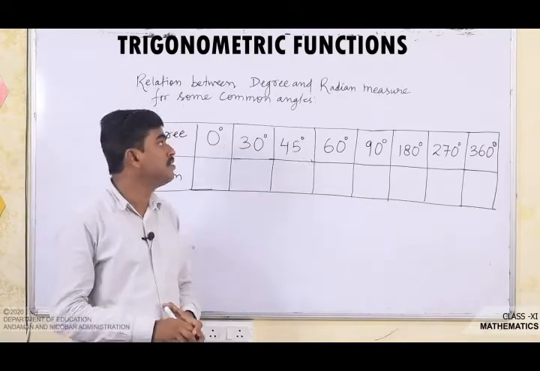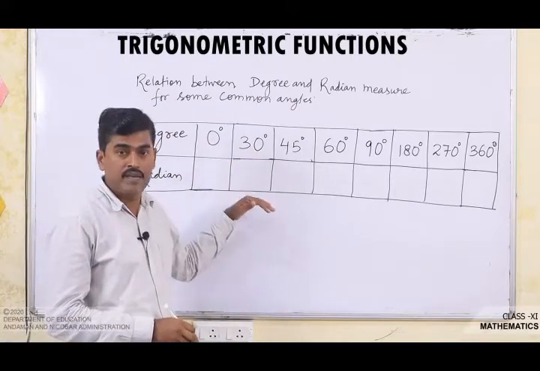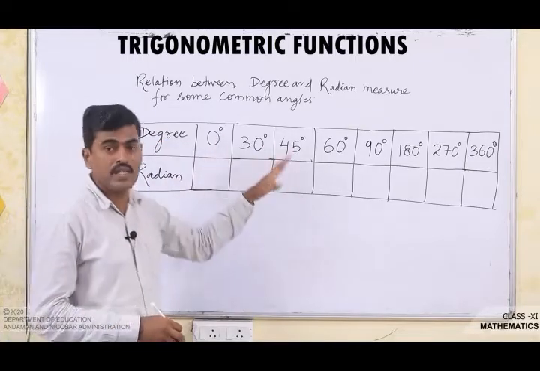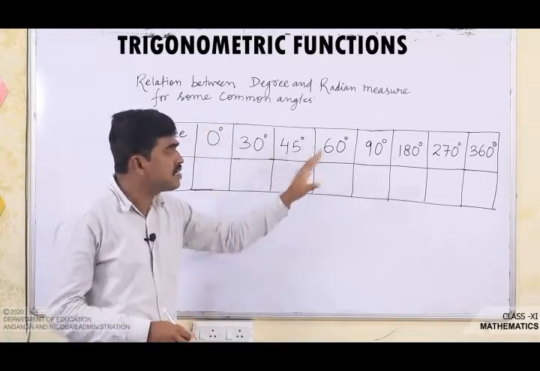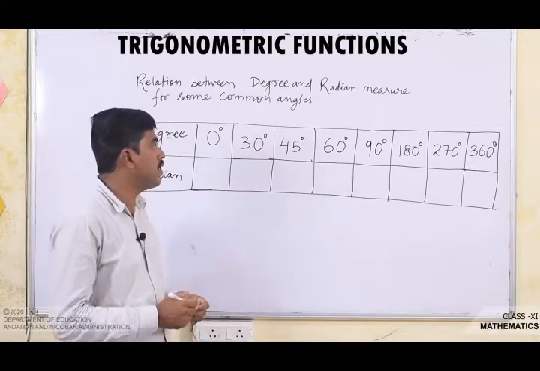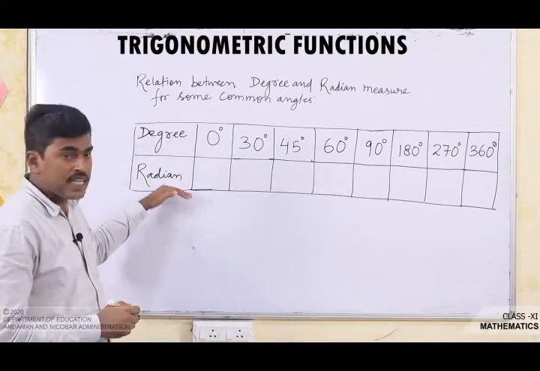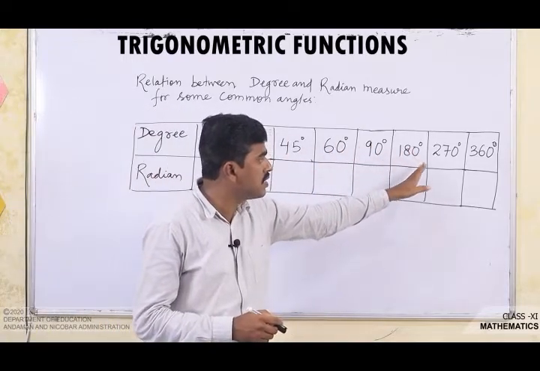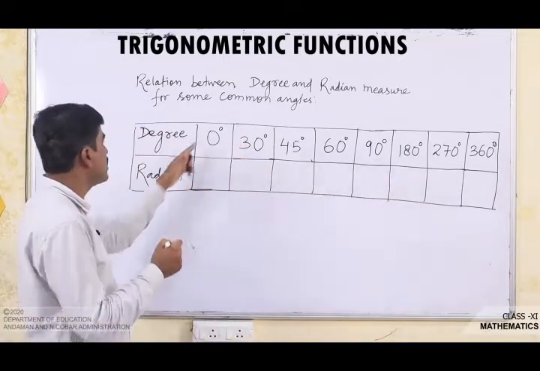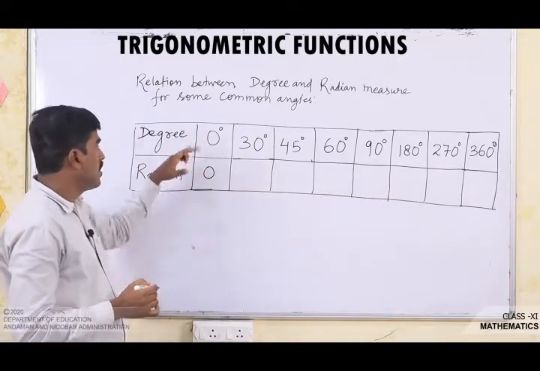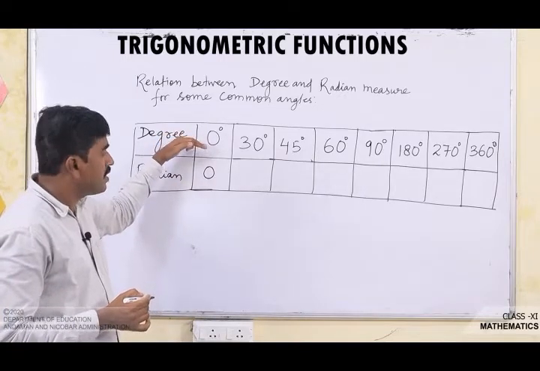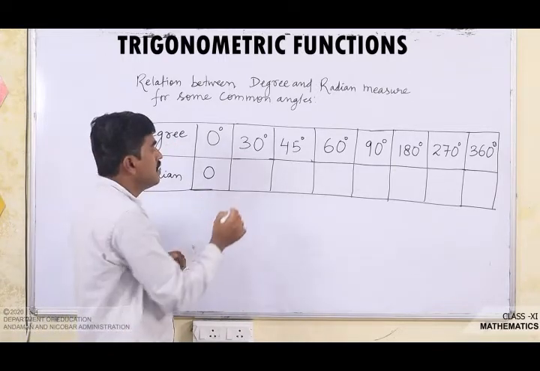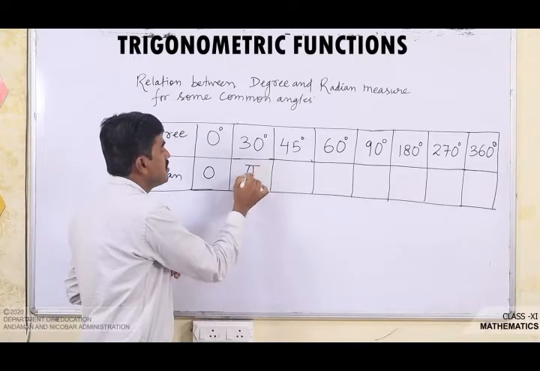Now let us talk about some common angles and their radian measure. That means some angles are given in degree, then what is the radian measure for these angles? As we are going to use these angles in most of the questions, you have to remember the degree and the corresponding radian measure. It is 0 degree, 30 degree, 45 degree, 60 degree, 90 degree, 180 degree, 270 degree, 360 degree. So 0 degree is the same as 0 radian. We multiply the degree measure with pi by 180 to convert. So what is 30 degree? 30 degree is equal to pi by 6 radian.